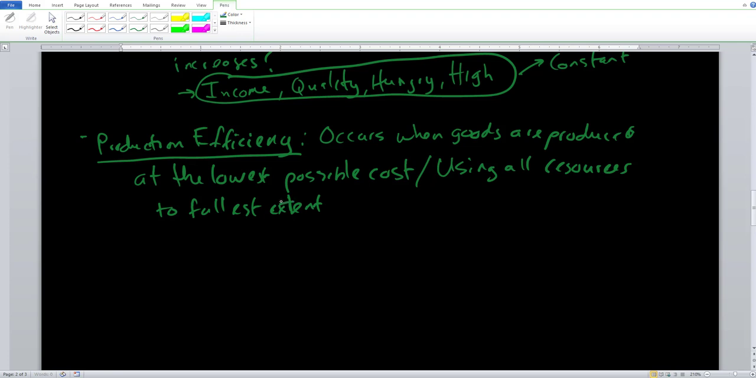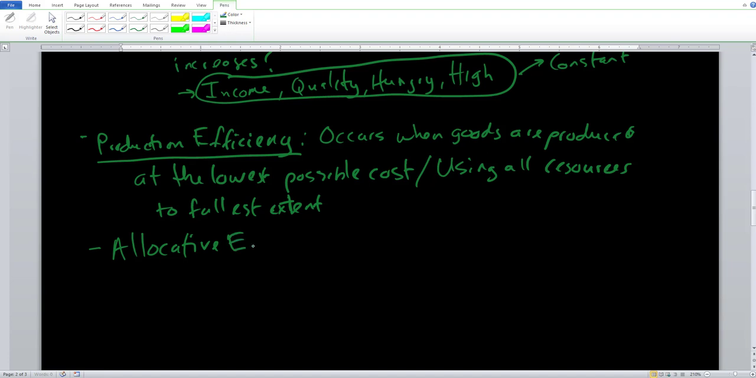Meaning that we have no slack at all. We're using up all of our factors of production: land, labor, physical capital, and technology. So with production efficiency, we just want to see how all of our resources are being used, and we'll see how this is going to come into play with our production possibilities frontier in chapter number 2.